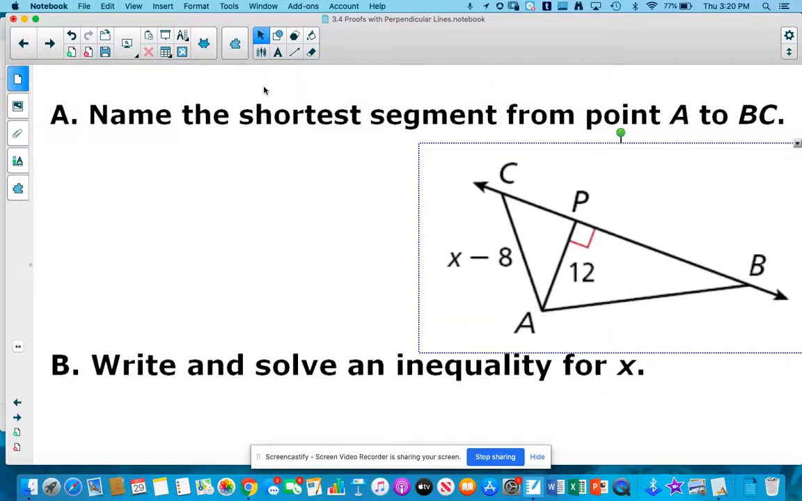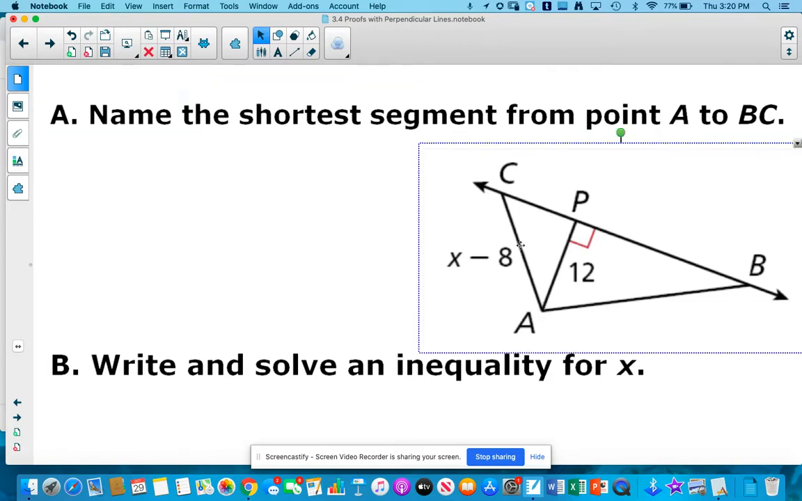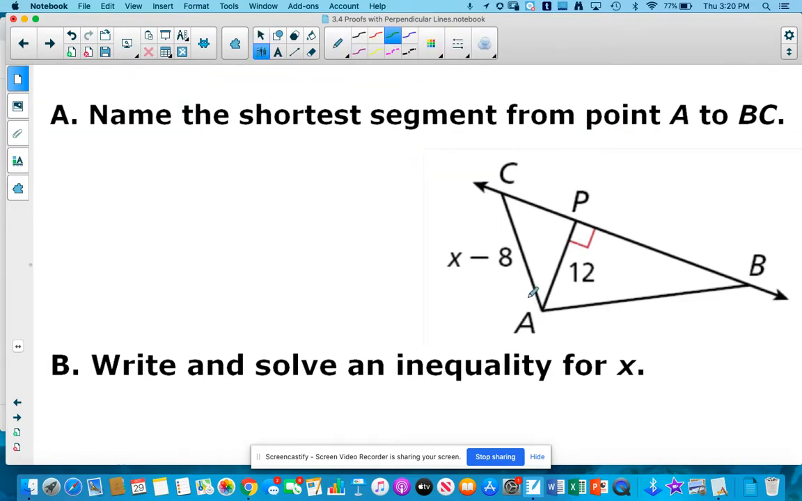Okay, so name the shortest segment from point A to BC. If we are looking at from point A to BC, your shortest distance is going to be AP. Then it says write and solve an inequality for x.